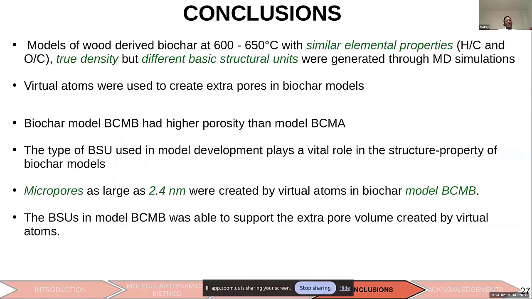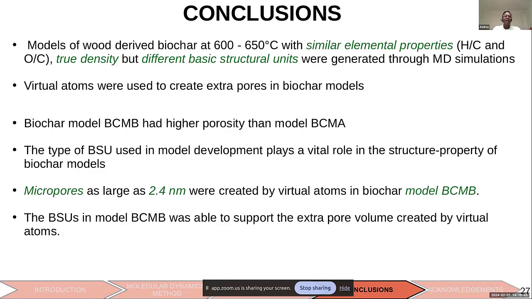So what we can take away from this work is that we've been able to produce food-derived Biochar with similar elemental properties and true density, but different basic structural units, using molecular dynamics. We're also able to create pores with virtual atoms, which helped us control the pore size of the material we generated. And we can clearly see that the BCMB had higher porosity compared to BCMA, which is mostly because of the structure of the basic structural units.